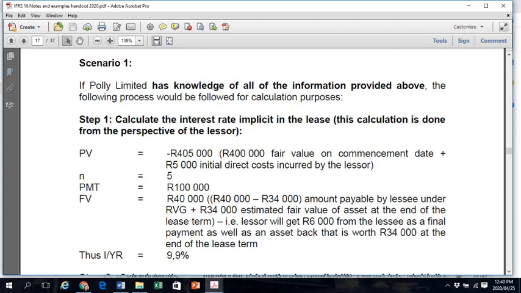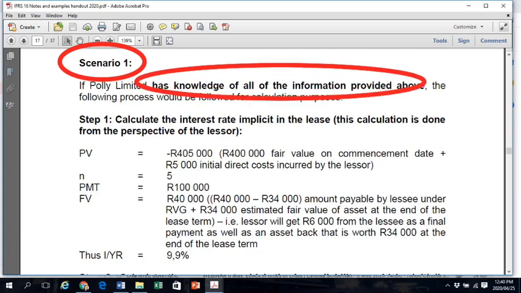When determining the interest rate variable, you have two possible scenarios. Scenario 1 looks at the situation where the lessee has knowledge of all the information provided above. Then, as step 1, the lessee will be able to calculate the interest rate implicit in the lease by definition.